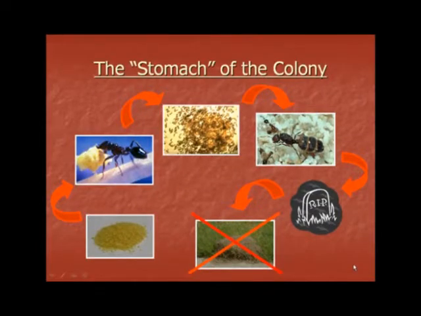The larvae are often called the stomach of the colony. This is because they are the only members of the colony that can ingest solid food. Fire ant baits are often very slow acting. However, there is a method to this madness.